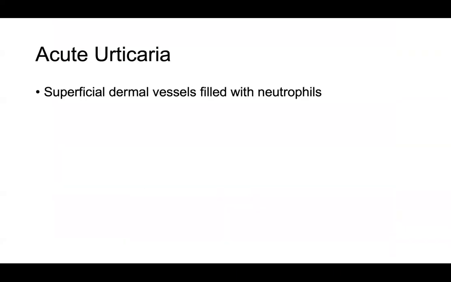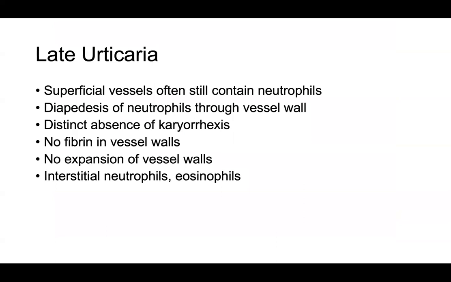So what do you see in late urticaria? Superficial vessels still contain neutrophils, with diapedesis of neutrophils through the vessel wall, a distinct absence of karyorrhexis, no fibrin in the vessels, and no expansion of the vessel walls. Again, just maybe some eosinophils scattered around the vessels that contain interstitial neutrophils.